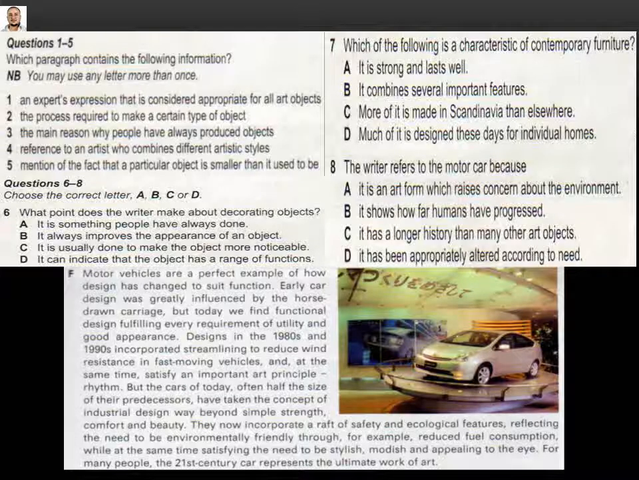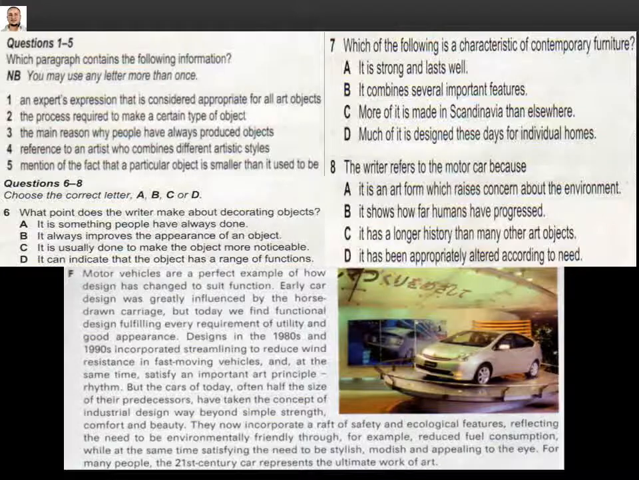There is no comparison, and it doesn't show the progress. They didn't mention that really. I mean, the main idea of this one doesn't talk about that. A, is an art form which raises concern about the environment. No, it's not the main idea.